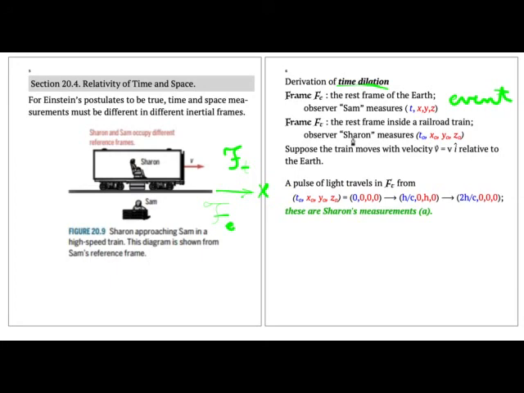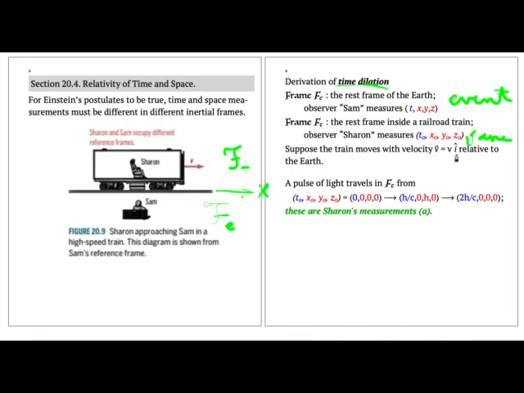Sharon, using the same kinds of apparatus that Sam has, will measure the positions of this event, the coordinates of this event. It's the same event. The same event will be observed by Sharon, and she'll assign a time t0 and coordinates x0, y0, z0 based on her apparatus. I guess I already said this.